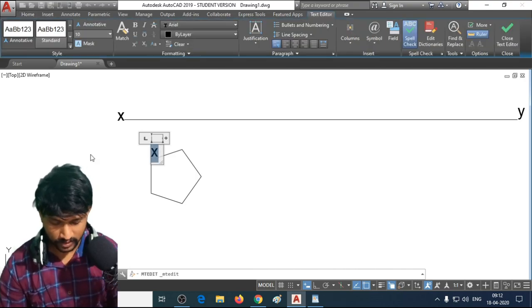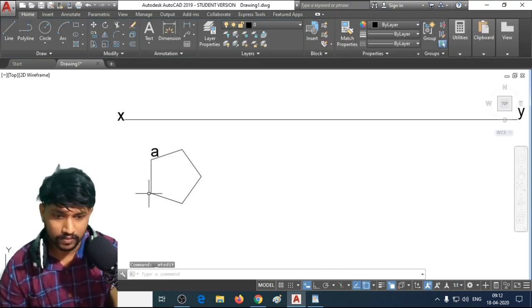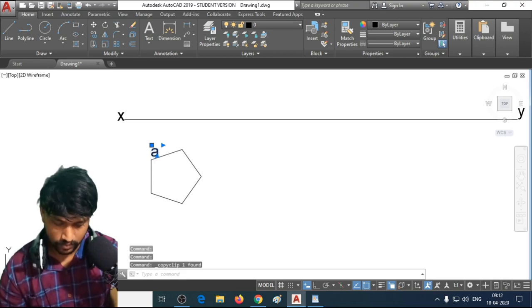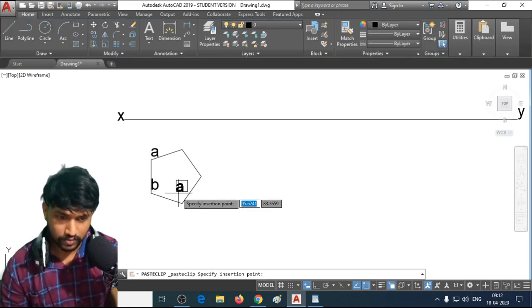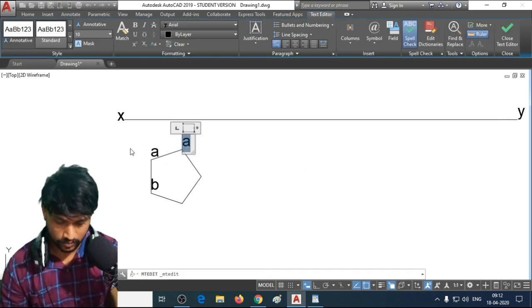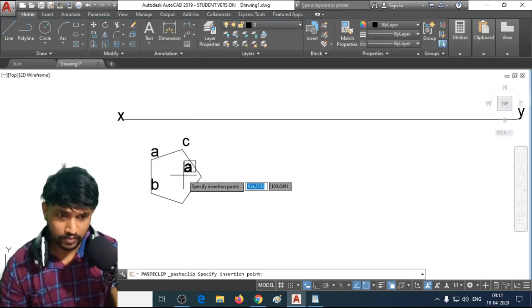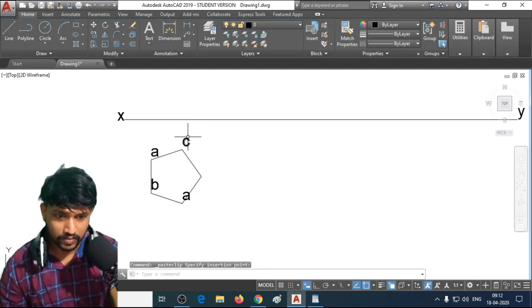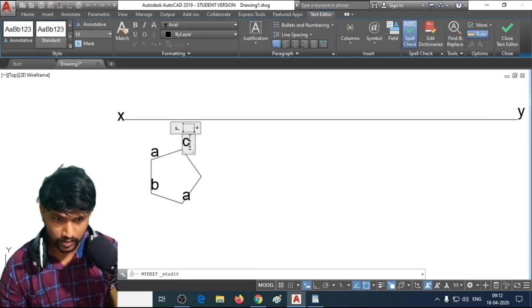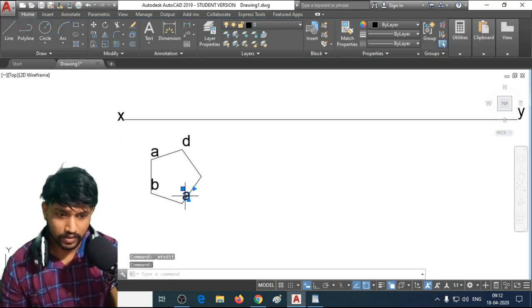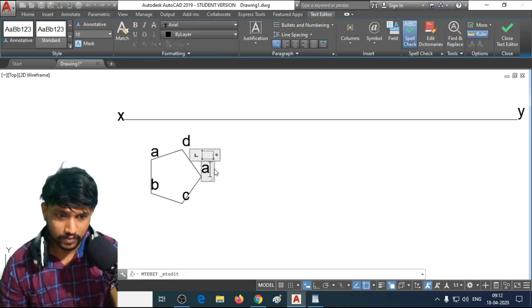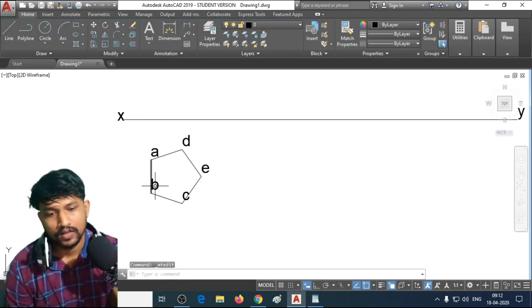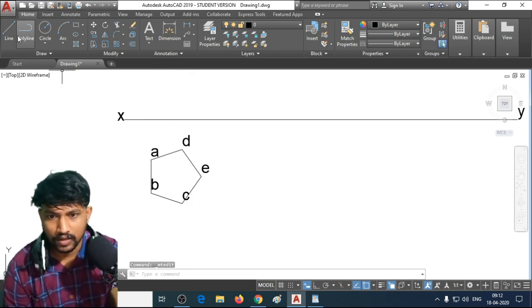I'm going to give the markings, say A, B, C. I think it is not following the order. D, say C, E. So let me project it upwards, okay, and let me get a straight line.